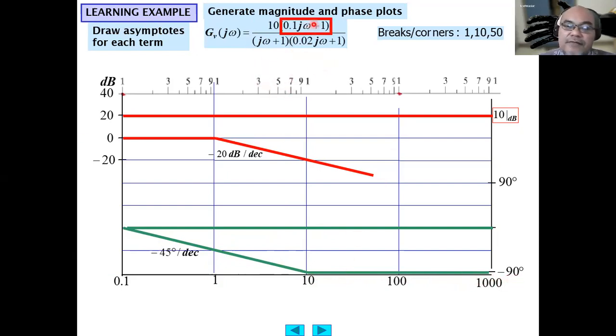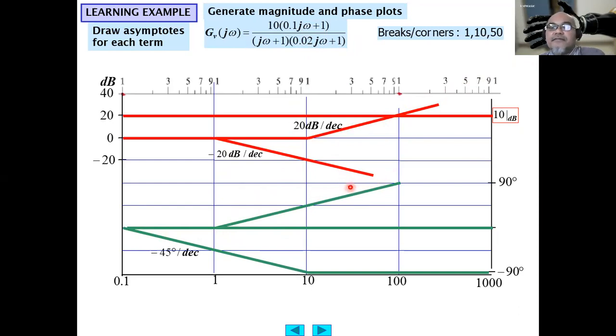Then for the first zero, the corner or break frequency is 10 radian per second. Okay, so before 10 radian per second, the asymptote is at 0 decibel. Then after 10 radian per second, it will increase with a gradient of 20 decibel per decade. Then the phase also is at 0. Then after, it increases by 45 degrees per decade.